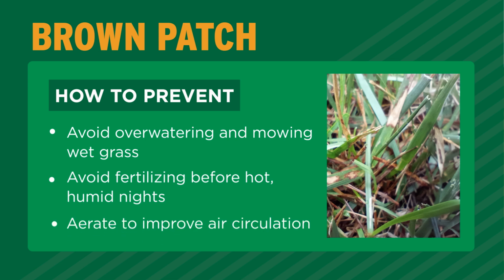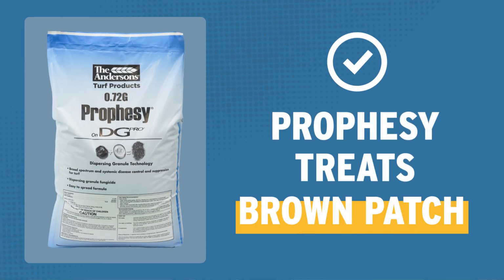Improve air circulation with an aeration. Prophesy is labeled for brown patch, and prevention is key. Apply a day before the humid nights come and reapply every 14 days until the weather changes.